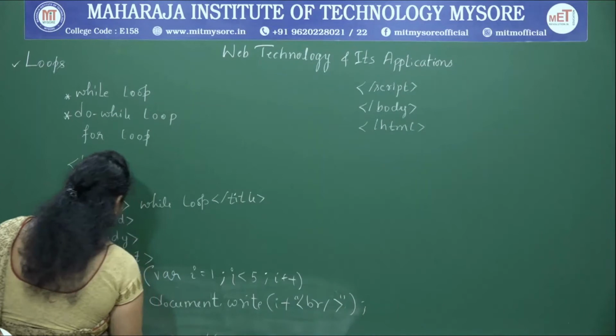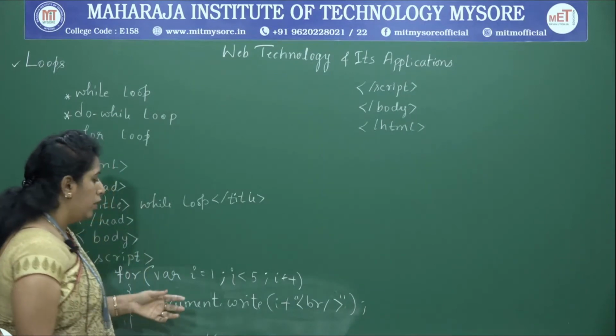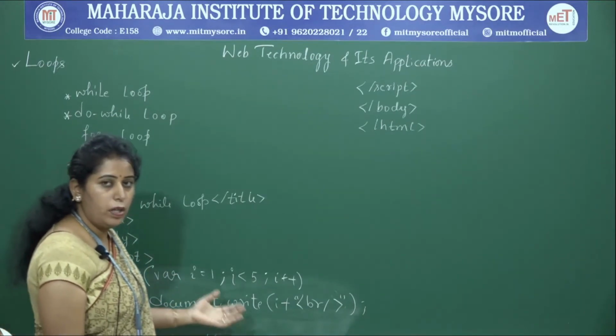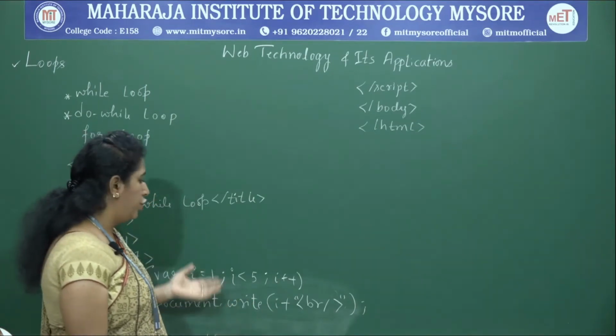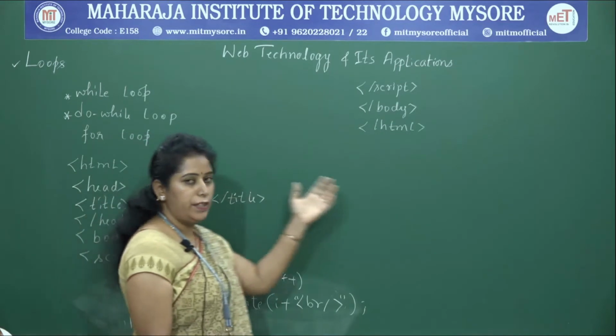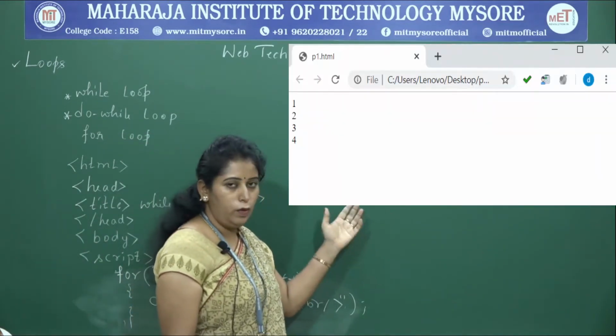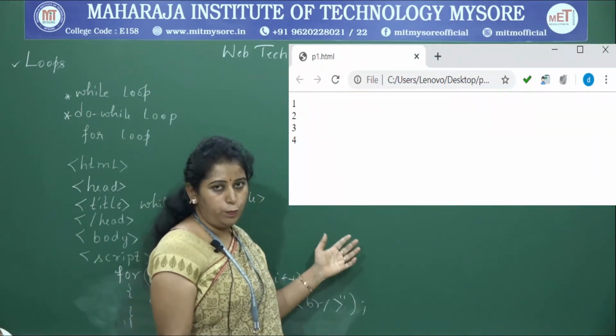So now this is how you can code a program to implement for loop in your HTML. So finally, once after running this program, you can notice how actually you can get the output.